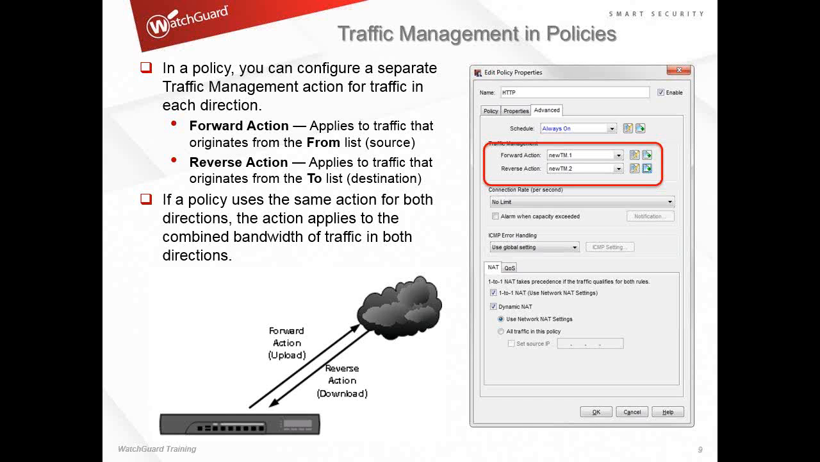So you can actually have different policies, and in the live demonstration I'll show you the differences, and when I do a speed test you can see the upload and download and how they act. So if a policy uses the same action for both directions, the action applies to the combined bandwidth in both directions. So it could be per policy or per IP. So if one is uploading and downloading, they will share that if you apply that same action to both of them. So as you see here, I have a little demonstration or a little graphic here. So forward action is your upload and reverse action is your download.